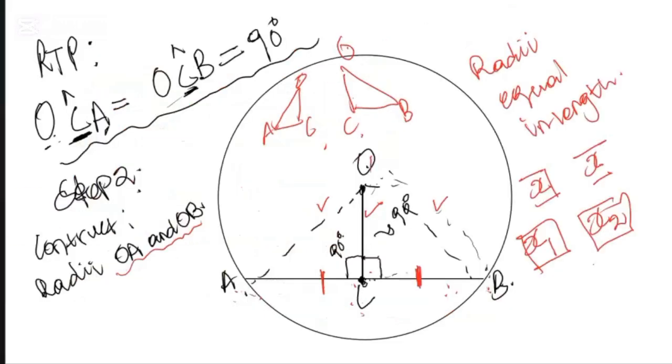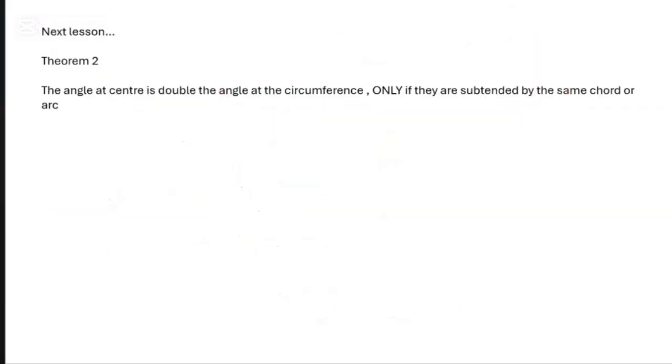Now, ladies and gentlemen, in the next lesson, we will move on to the second theorem, which states that the angle at the center is double the angle at the circumference only if they are subtended by the same chord or arc. Ladies and gentlemen, please take that into consideration and we'll see you in the next lesson.